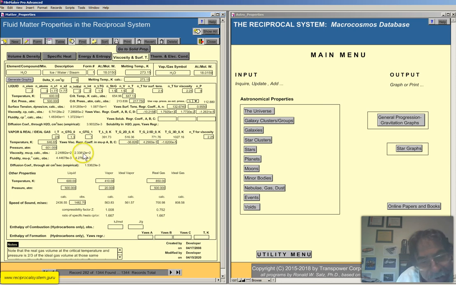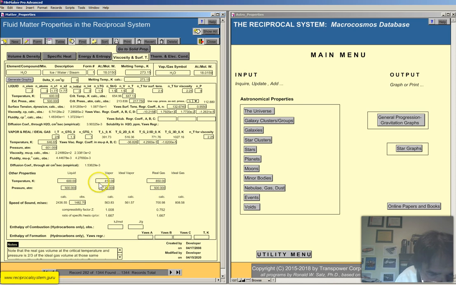Fluidity is the inverse of viscosity, of course, so there you go. And then the diffusion coefficient is this, and it's based on empirical values. All right, so I do have some other values here. Here's the temperature of the liquid, pressure. Of course, all temperatures are in Kelvin, absolute degrees. Pressure in atmospheres, and then vapor, and then real gas.